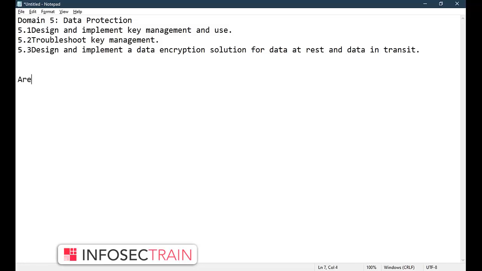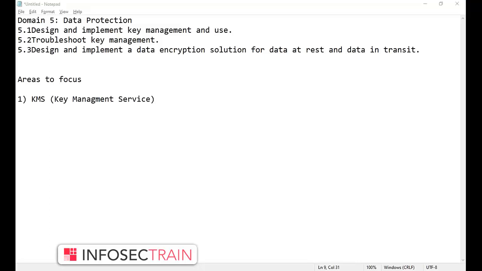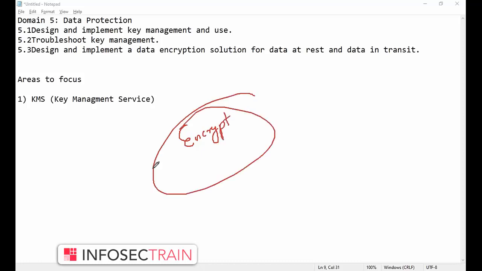So in this domain, areas to focus, I have seen in a lot of interviews, these areas are asked. The first and the most critical one you have to learn is KMS, Key Management Service. Why the service is important, I'll tell you. For example, I told you the best way to protect your data on cloud is to do encryption, right? Encryption is the best way to protect data on cloud.